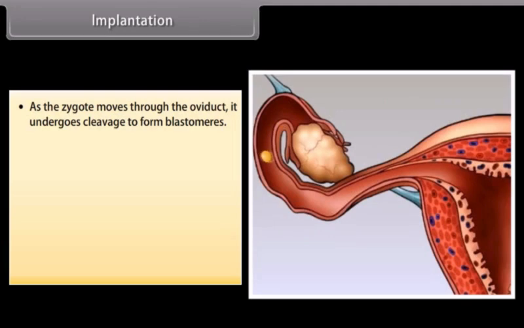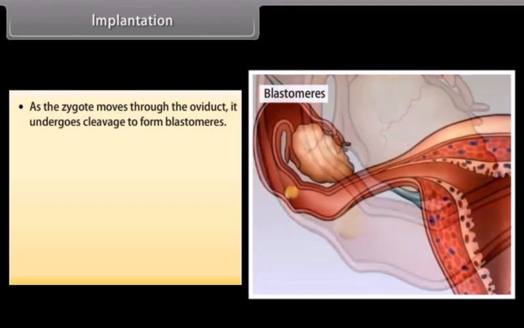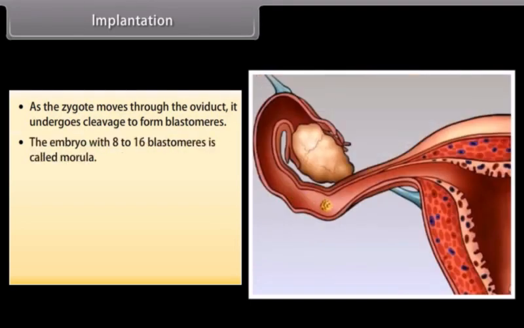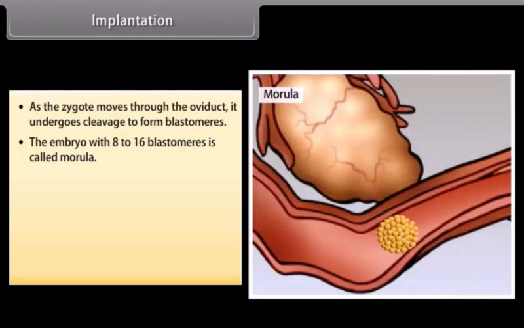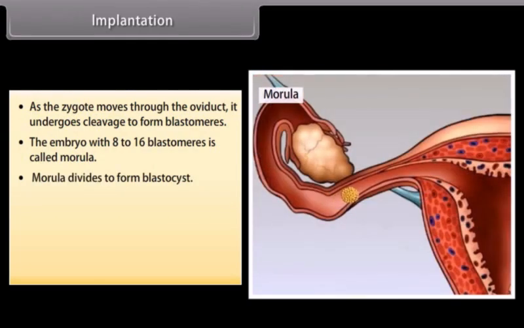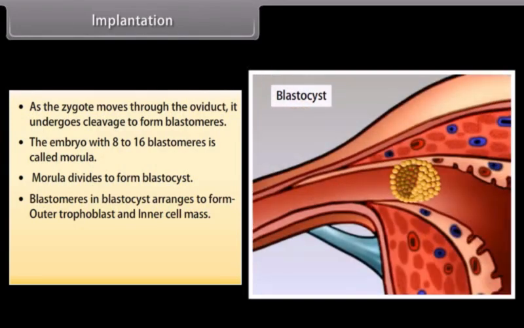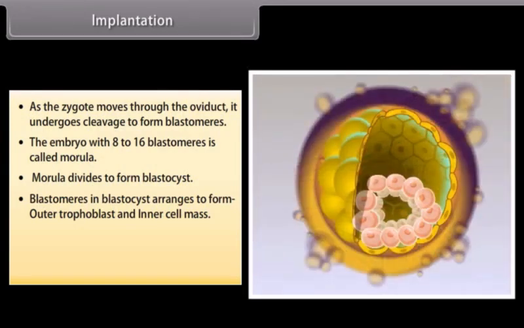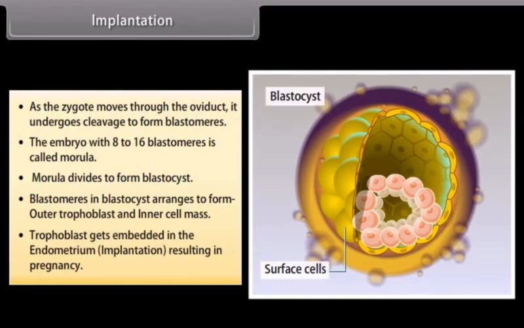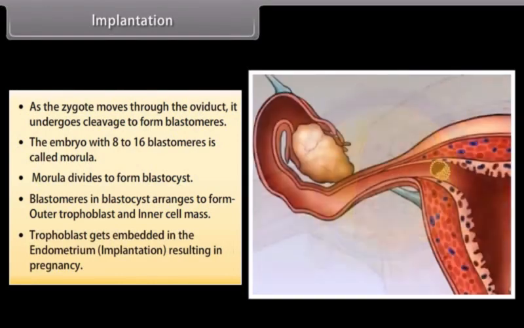Implantation. As the zygote moves through the oviduct, it undergoes cleavage to form blastomeres. The embryo with 8 to 16 blastomeres is called morula. Morula divides to form blastocyst. Blastomeres in the blastocyst arrange to form an outer trophoblast and inner cell mass. The trophoblast gets embedded in the endometrium, called implantation, resulting in pregnancy.